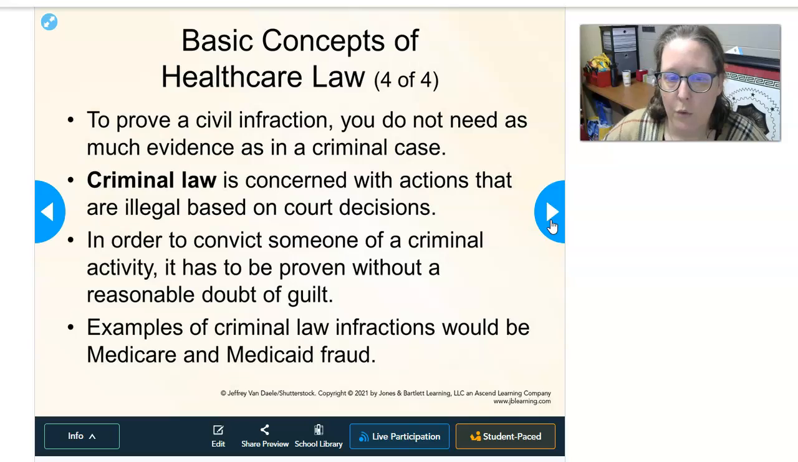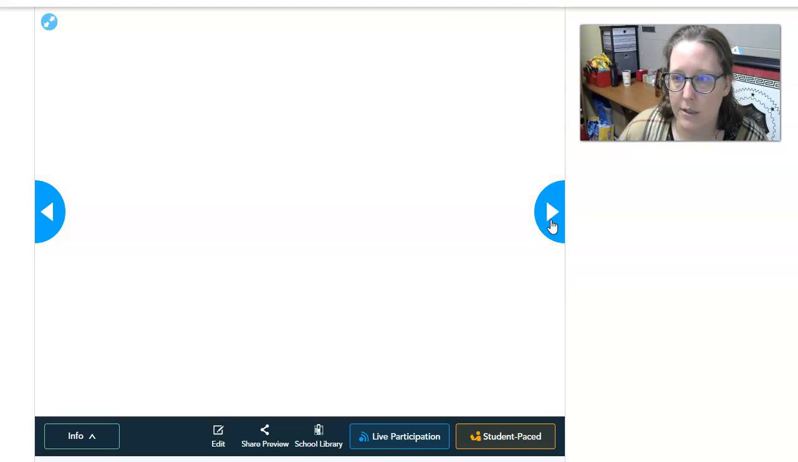Criminal law would be something where, for example, Medicare and Medicaid fraud will fall under criminal law. If, as a provider, you are charged with a HIPAA violation, that would be criminal also. In order to convict someone of a criminal activity, guilt has to be proven beyond a reasonable doubt. Again, an example of a criminal infraction would be Medicare fraud.